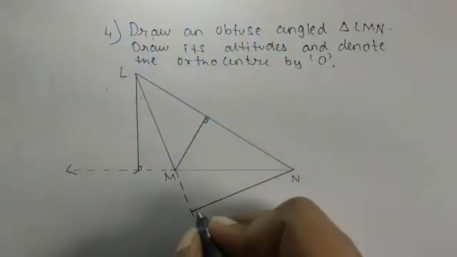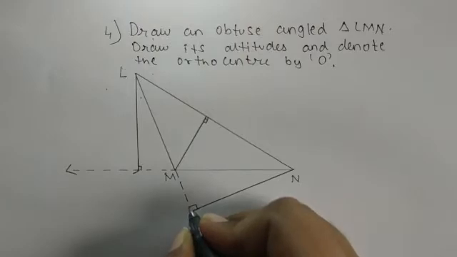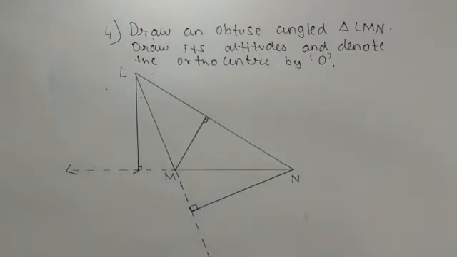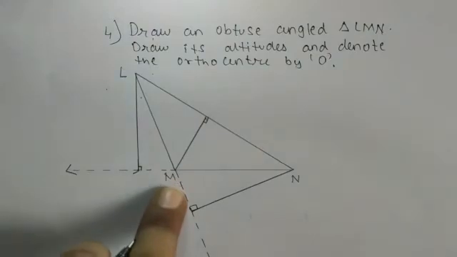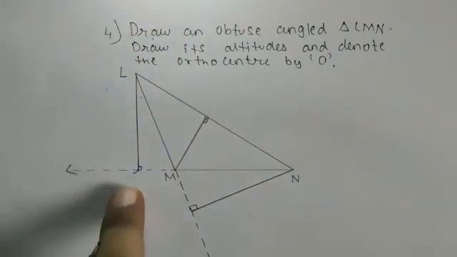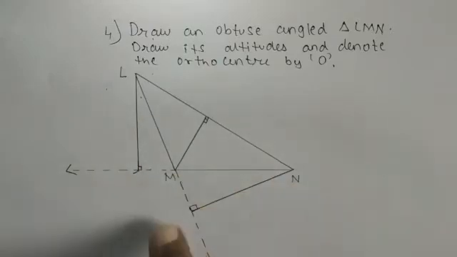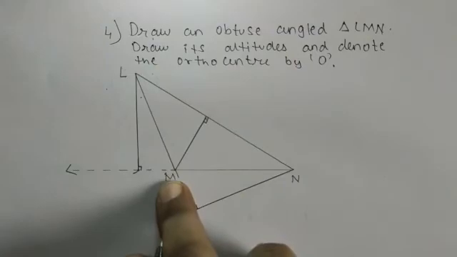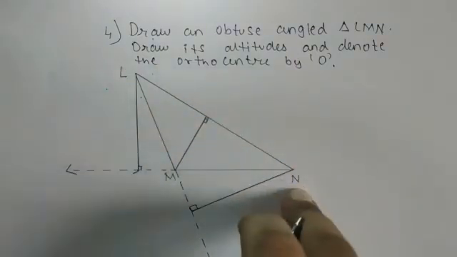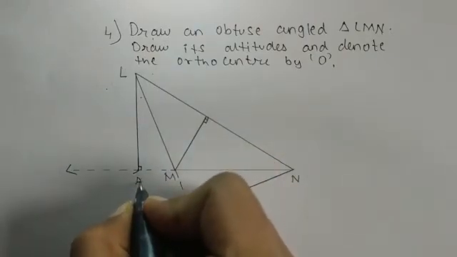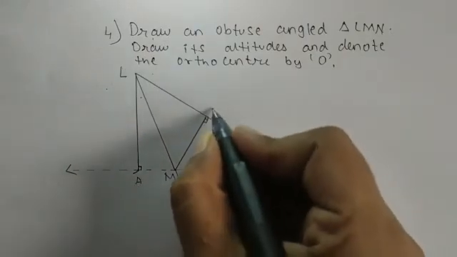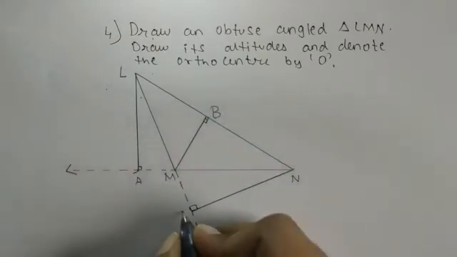So this is your perpendicular, the altitude. So from vertex N we have drawn an altitude on its opposite side LM. From vertex L we have drawn a perpendicular to its opposite side MN, and from vertex M we have drawn an altitude to its opposite side LN. So now we will name all these three altitudes. The first altitude we will name it as A, the second we will name it as B, and third we will name it as C.